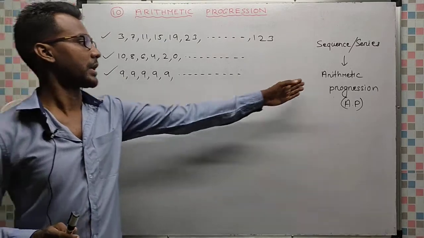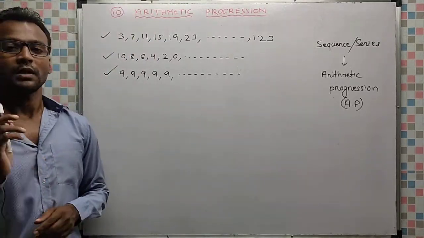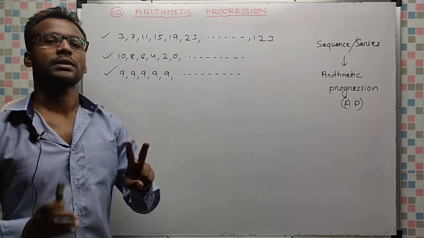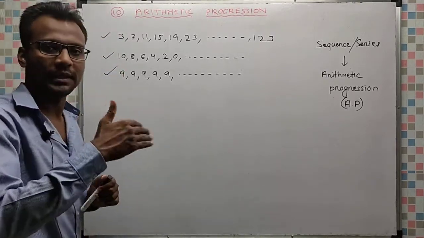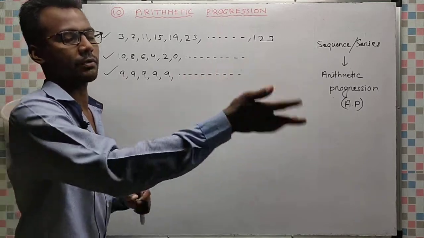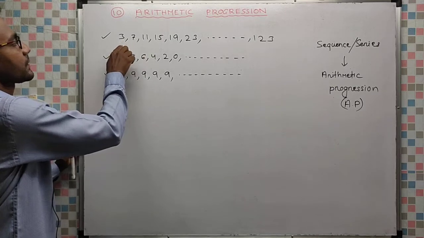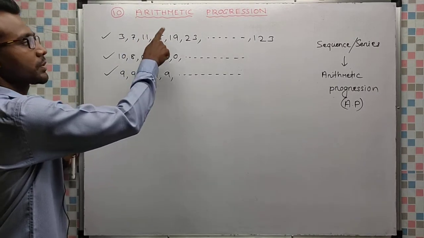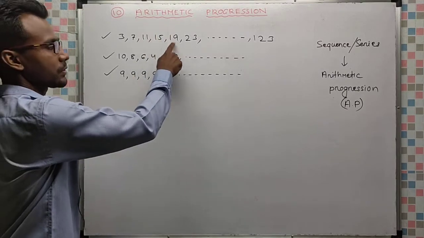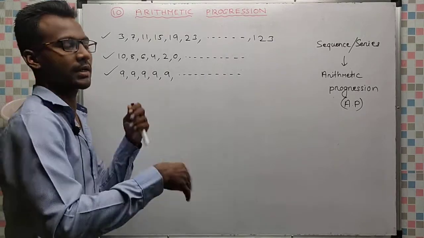An AP or arithmetic progression is a special type of sequence in which the difference between any two consecutive terms is a constant. Okay, if you go on adding the difference, you will get the subsequent terms. Okay, see, here the difference is 4. 3 plus 4 gives you 7. 7 plus 4 gives you 11. 11 plus 4 gives you 15. 15 plus 4 gives you 19. In this way, if you add the common difference to any term, you will get the next term.